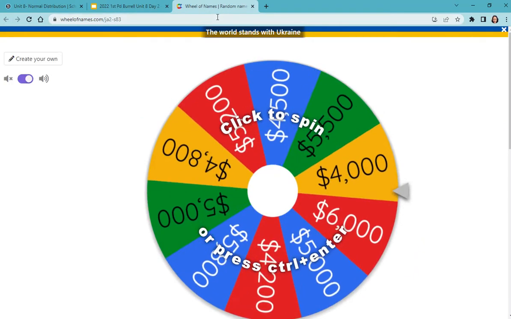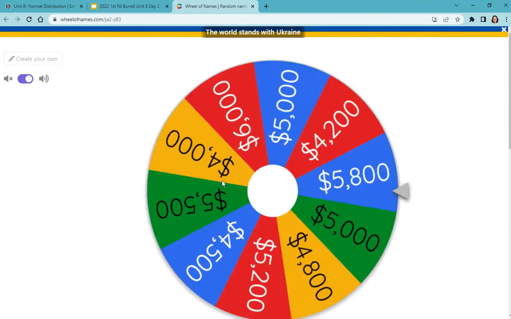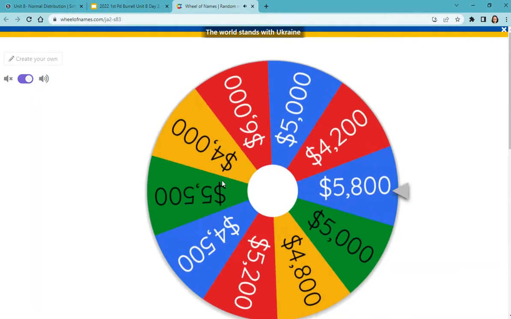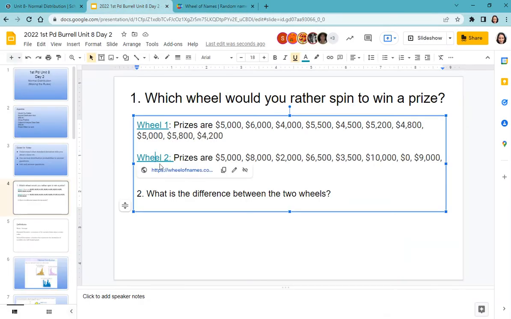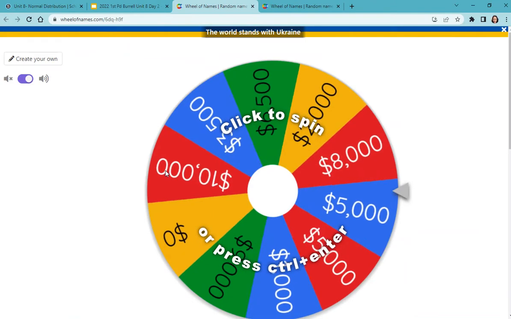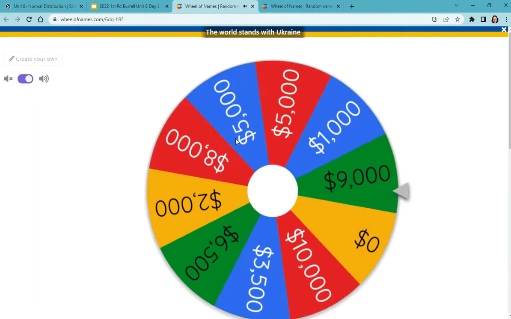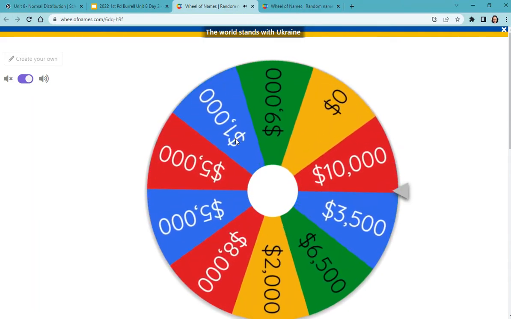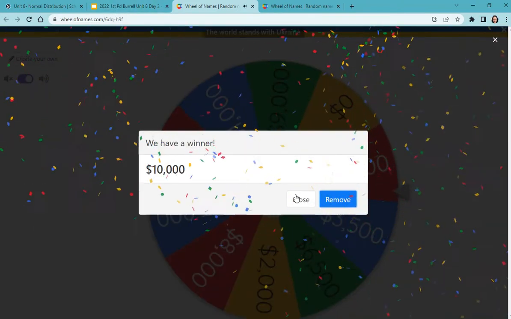Yeah, I'm hoping it's coming. Yeah, there we go. So this is the first wheel. You can see the prizes on them. If you click it, you can find, I just won $5,000, lucky me. Okay, here's the second wheel. And you can click it, and I won 10,000 on this wheel, which is actually very, very lucky. Oh, yay.